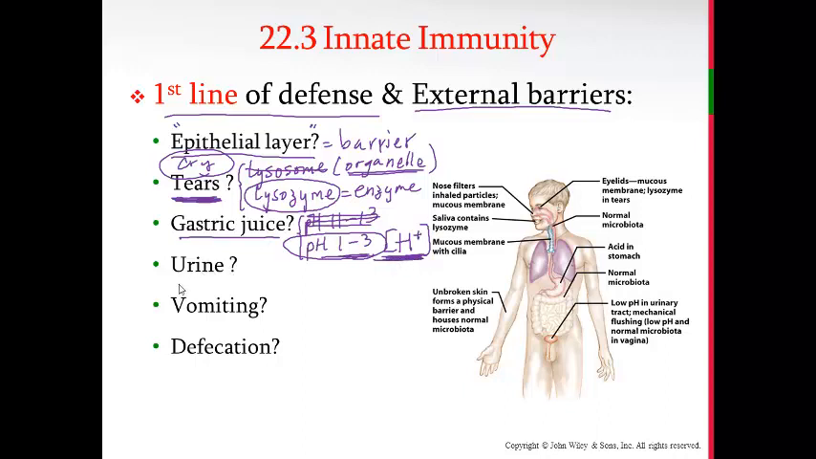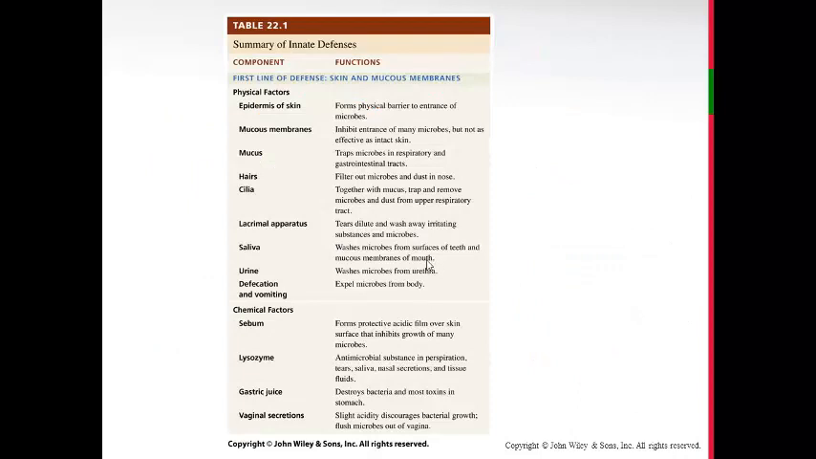Now, urine is a way to clean out the microbes in the urethra. Both vomiting as well as defecation expel microbes as well. Here is a summary, and make sure you can describe them.